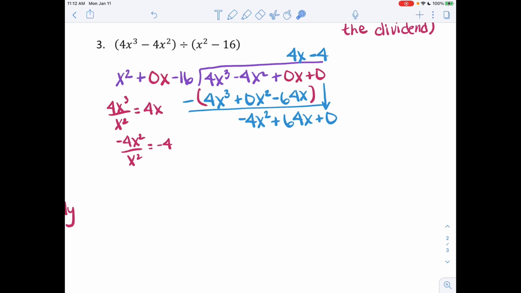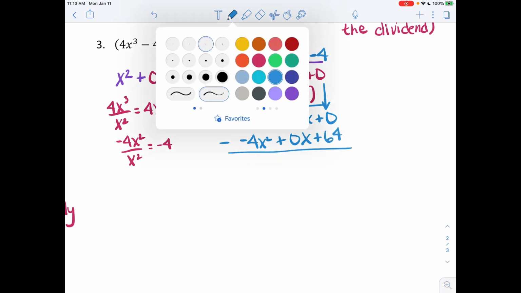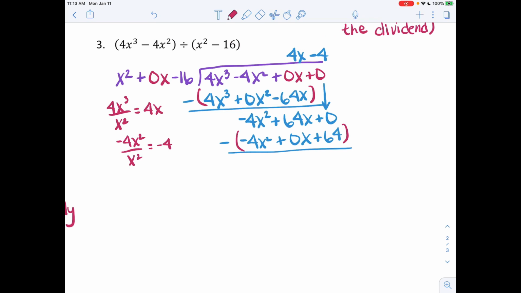So negative 4 times x squared is going to give me a negative 4x squared. Times 0 is going to give me a 0x. And negative 4 times negative 16 is going to give me a positive 64. And I'm ready to subtract the entire polynomial. One more time.